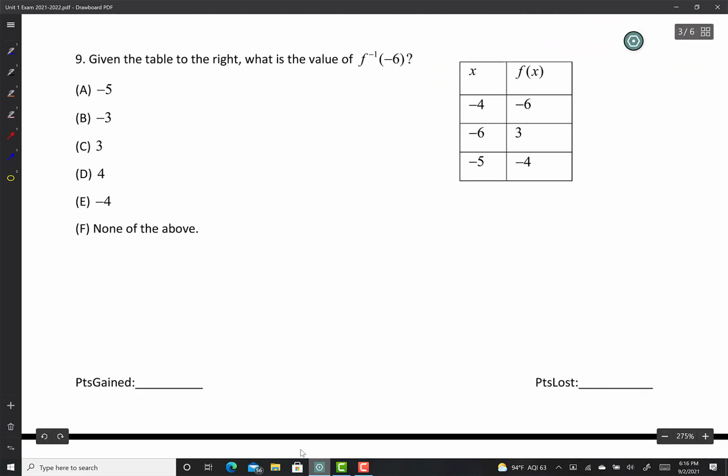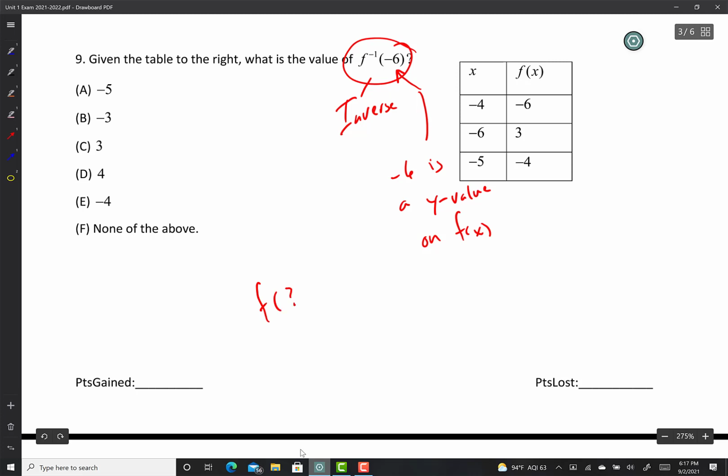Given the table to the right, what is the value? So this means inverse. So what does that mean? That means that negative 6 is a y value on f of x. So really, it's like saying this: f of what is 6? Well, let's see what that question mark is.